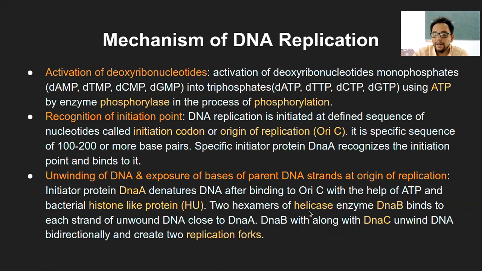I made a mistake there. The helicase itself is DnaB, which is the other name. So it will bind to each strand of the unwound DNA close to DnaA. Now DnaB, along with the third molecule, DnaC, will unwind the DNA bidirectionally and create a replication fork. That means the third molecule will come in, keep moving forward, and keep unwinding the whole of these DNA strands, and it will keep it just like that until the next reaction happens.